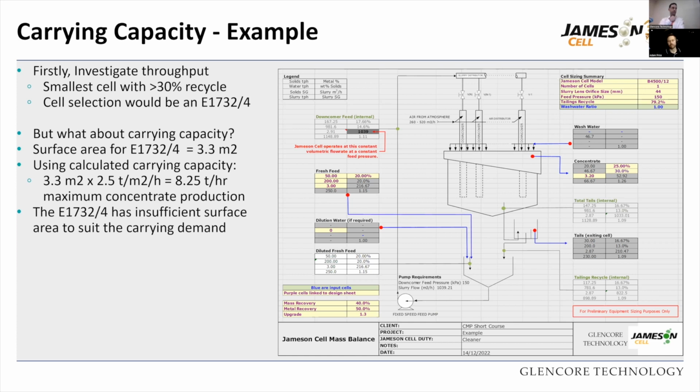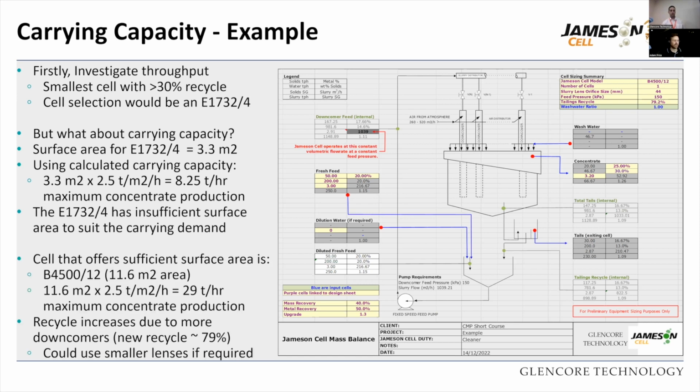As you can remember, back in the previous slide, in this scenario, we needed to be able to produce 20 tonnes per hour of concentrate. So the 4 downcomer E cell is insufficient based on carrying capacity. What we end up finding is our 12 downcomer B cell ends up being the appropriate cell for these carrying capacity requirements. So the B4512 cell has a surface area of 11.6 meters squared.